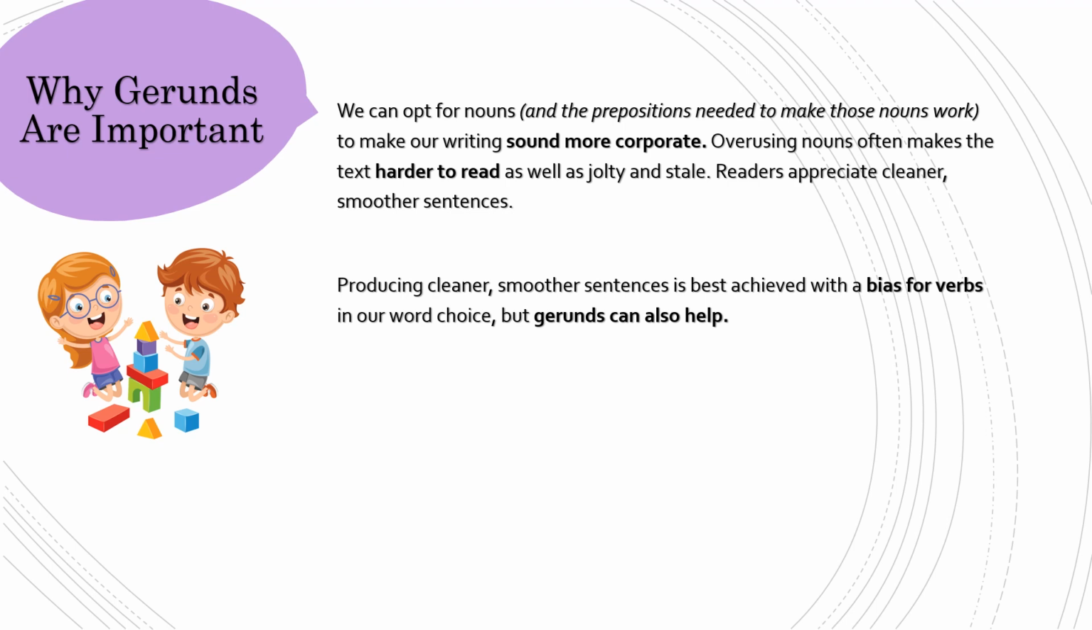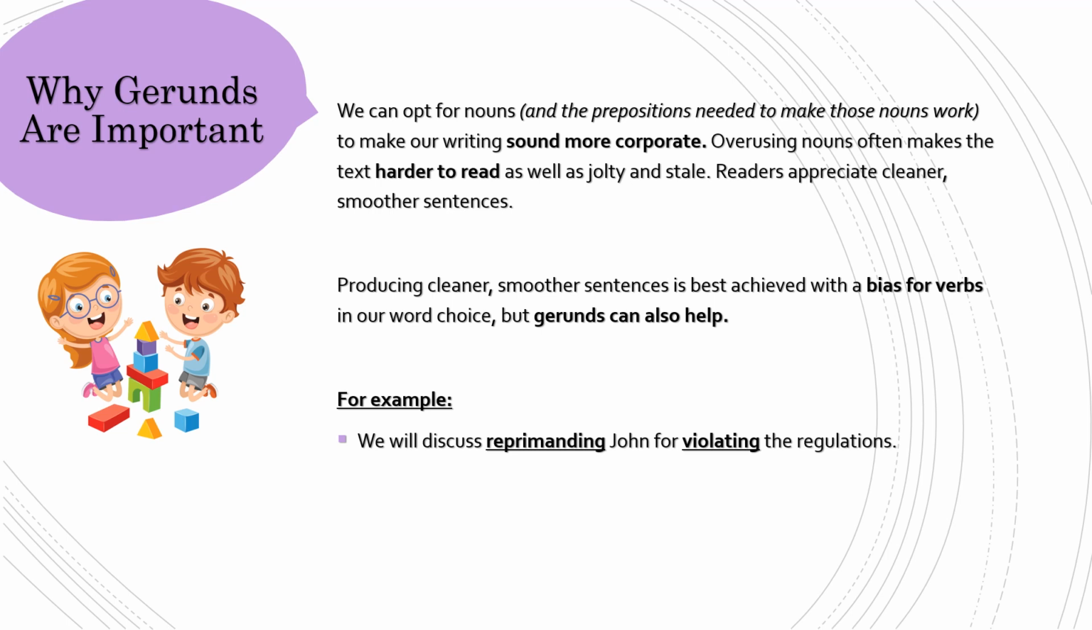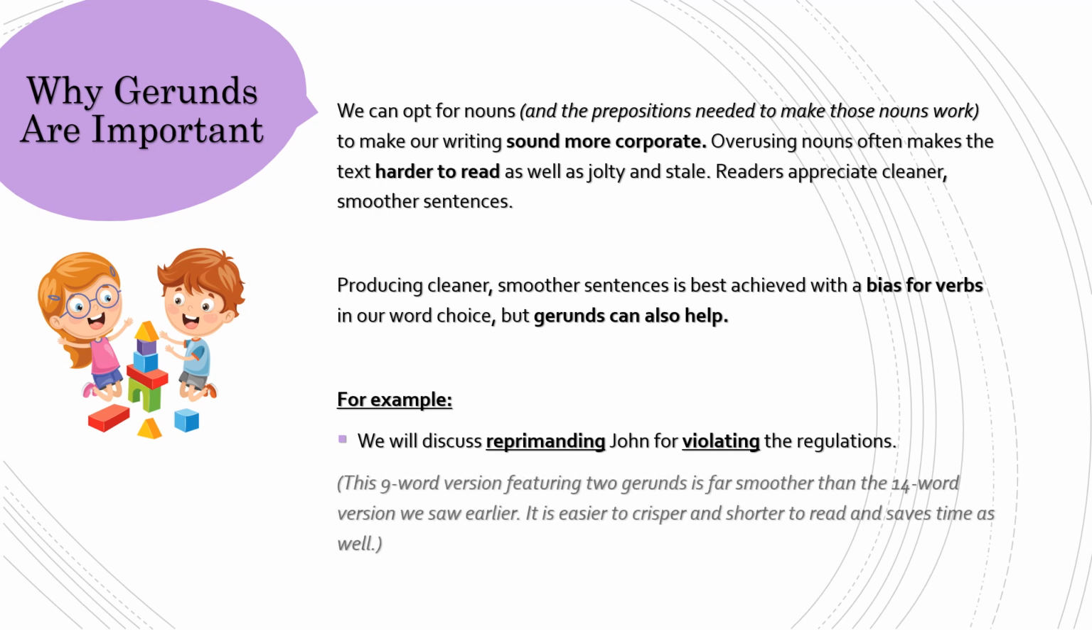Producing cleaner, smoother sentences is best achieved with a bias for verbs in our word choice, but gerunds can also help. For example, we will discuss reprimanding John for violating the regulations. This 9-word version featuring 2 gerunds is far smoother than the 14-word version we saw earlier. It is crisper and shorter to read and saves time as well.